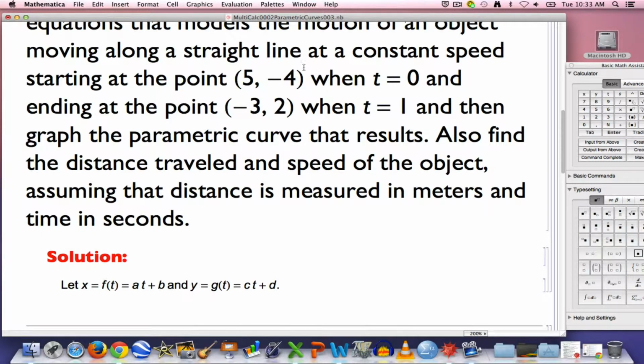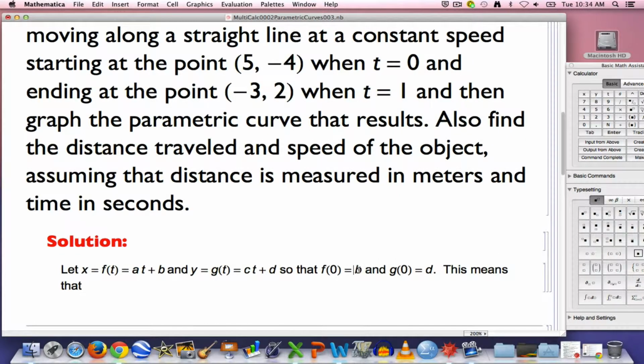We're starting at the point (5, -4) when t is 0. We know that f(0) is going to be b, its constant term. g(0) is going to be d, its constant term. This means that, in fact, b must equal 5 because f(t) gives you the x-coordinate, and d must equal -4 because g(t) gives you the y-coordinate. So we know b is 5 and d is -4.